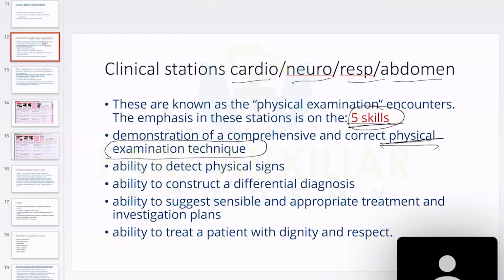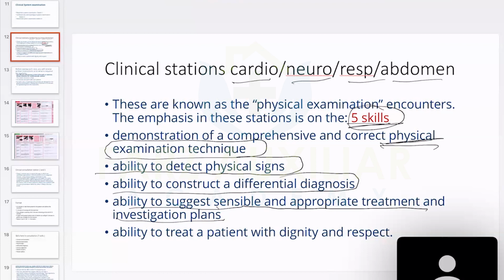Physical examination technique. You need to be able to detect the physical signs. You need to construct a differential diagnosis. You need the ability to suggest a sensible, appropriate treatment and investigation plan. This is clinical judgment. And the ability to treat the patient with dignity and respect, that means patient welfare. So these 5 skills will be encountered here by the clinical stations, no?